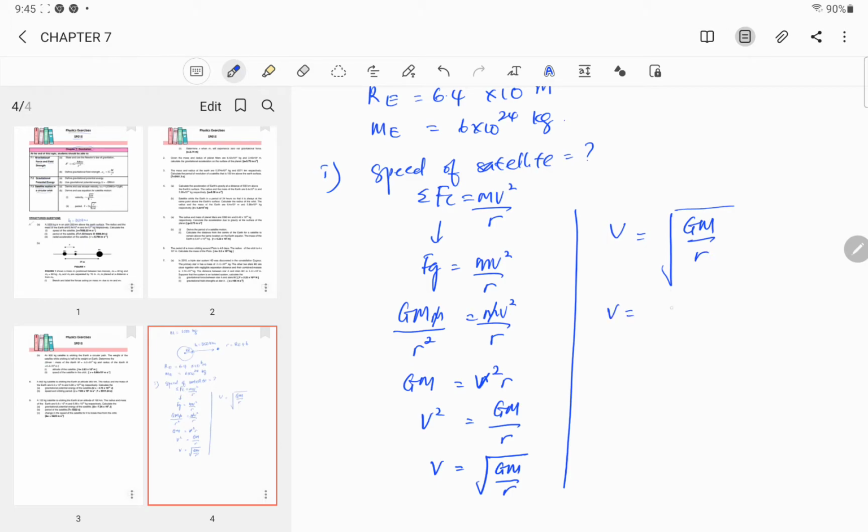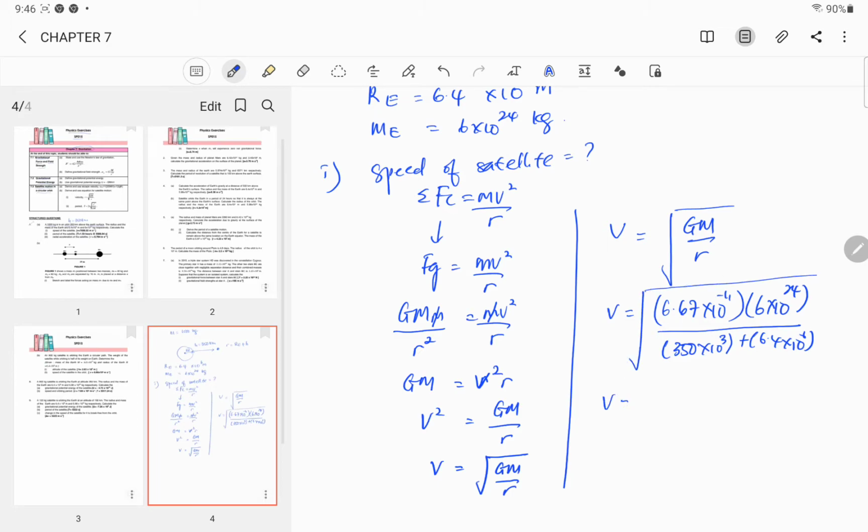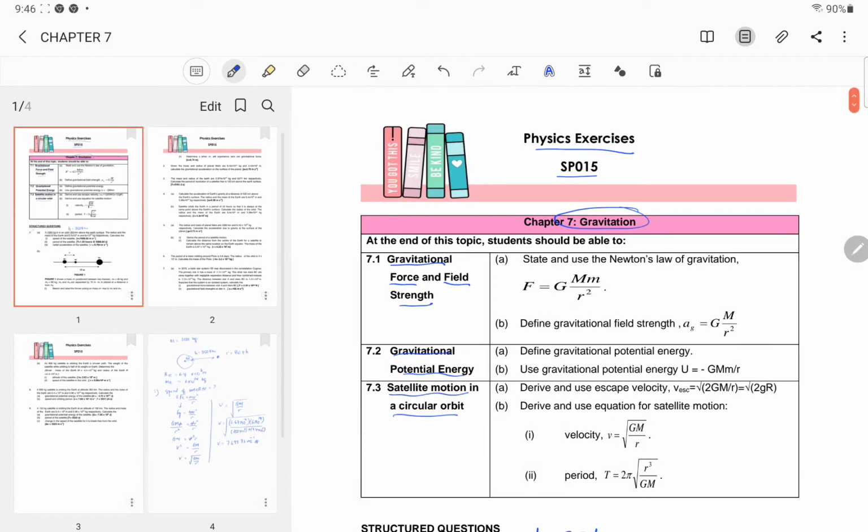So G is 6.67 times 10 power of negative 11. The mass of Earth is 6 times 10 power of 24, and the radius is the distance, actually, plus 6.4 times 10 power of 6. Don't forget to put your square root. So velocity is 7699.93 meter per second. Okay, so this is the speed of your satellite.